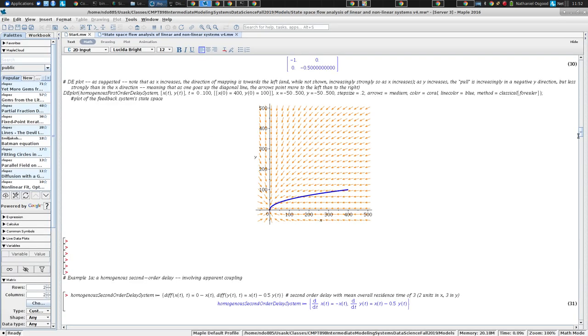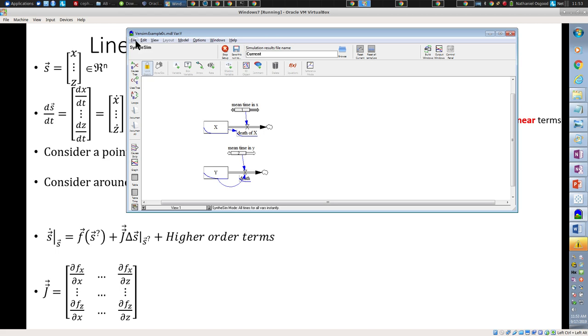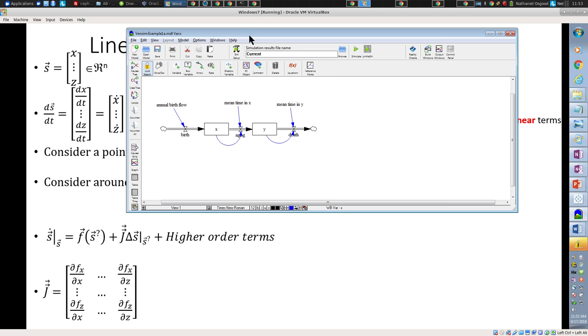Now, what I'm going to give you a glimpse of now, and then we'll stop, is a coupled system. This is called 1A, if anyone wants to try to load it in. I will load these all onto the site. So here's 1A. The distinguishing feature here is that we have a system that's nominally coupled. This is what we call a second order delay. So you have X going into Y, and so this might be birth to bacteria, aging, and death.